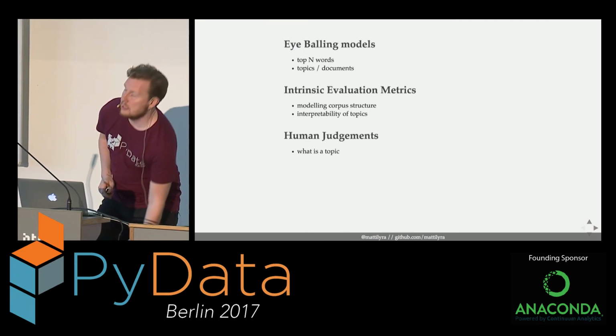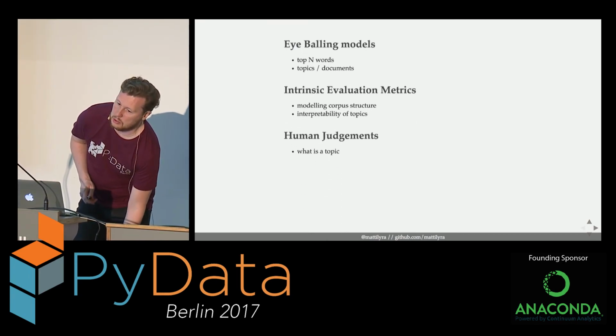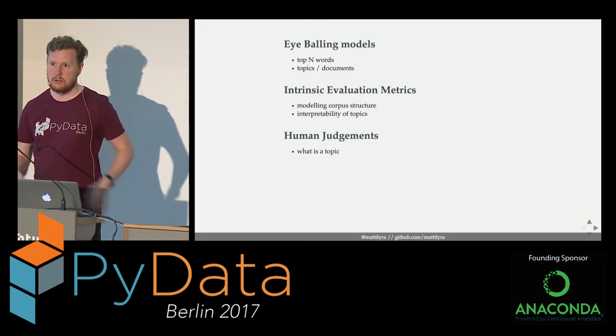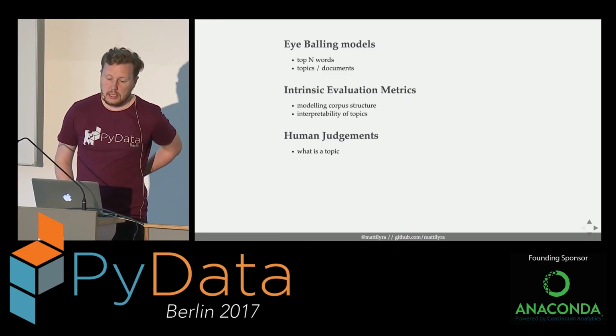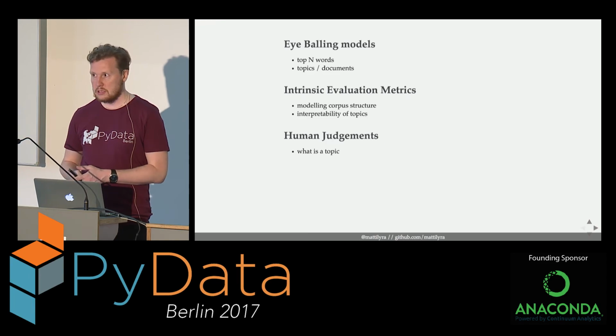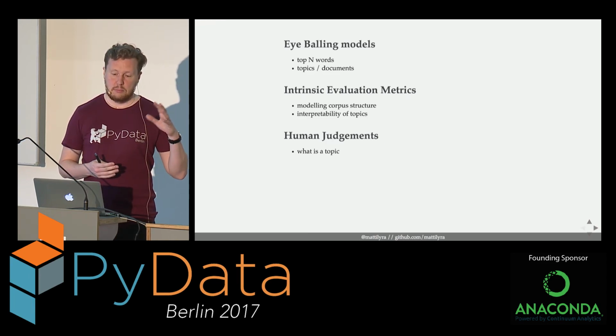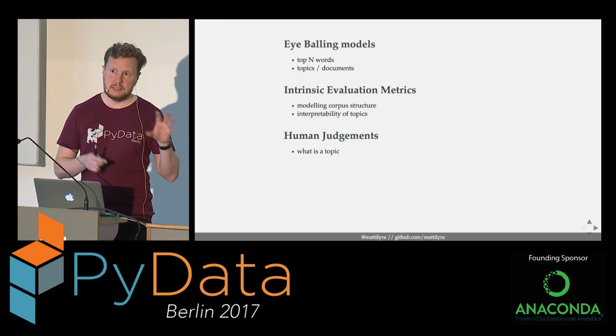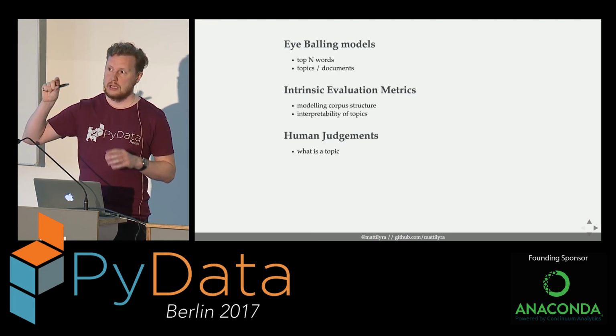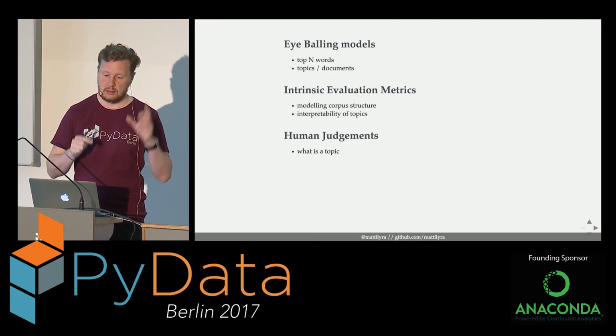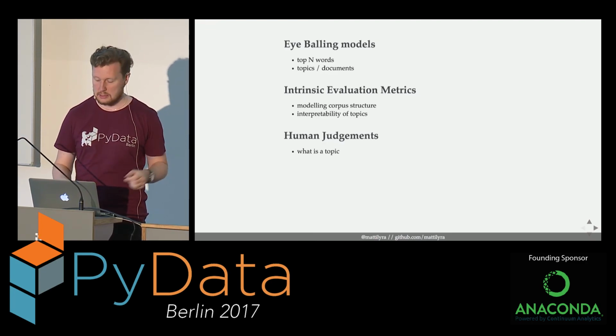There's 3 parts. I'll start off with just eyeballing the model, so evaluating for yourself whether you got something reasonable or not. Then some intrinsic evaluation metrics, and then some metrics that are based on human judgments, essentially trying to capture into a metric what the first part with the eyeballing does.